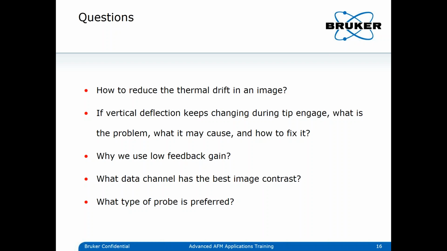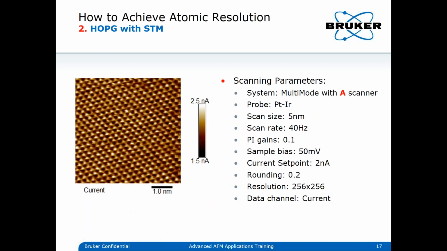Again, a soft and short probe like the SNL-C, which has a very low spring constant and is also not very long. Now, before that, there's the HOPG in STM mode, which is easily available and easily achieved on the Multimode, I have to say. Here the image was made with an A scanner, but you can also get atomic resolution with an STM with an E scanner. As a probe, we would suggest the platinum-iridium probe.